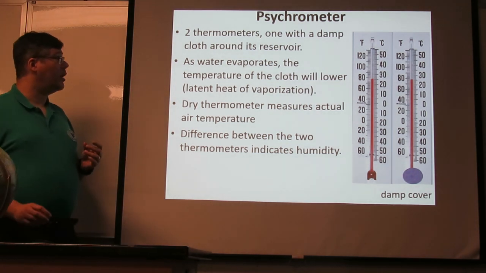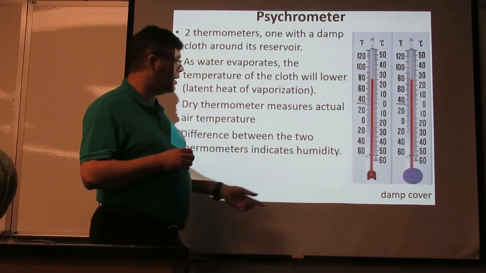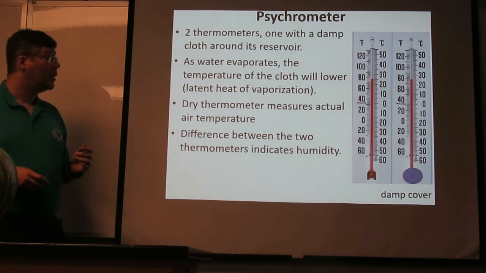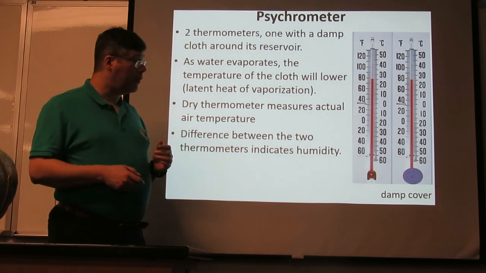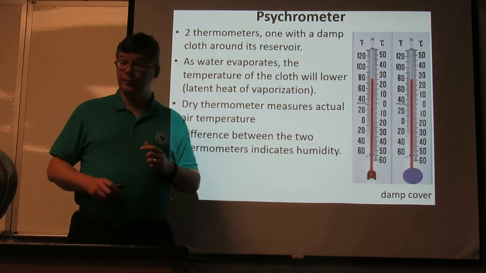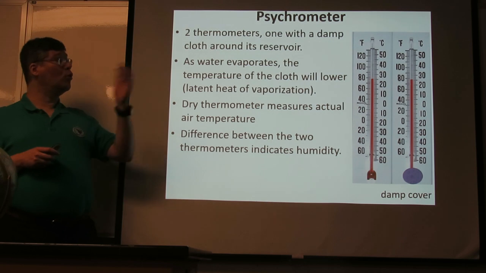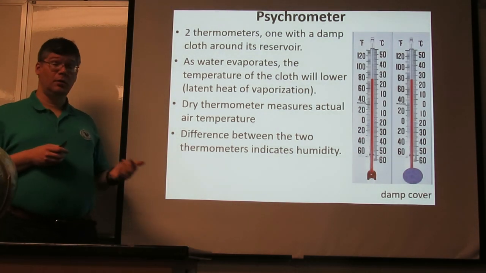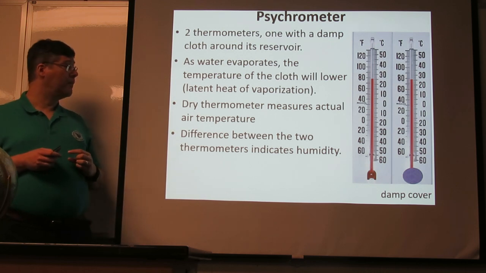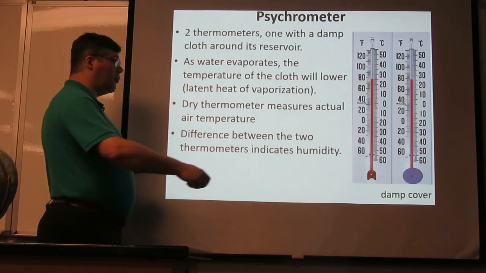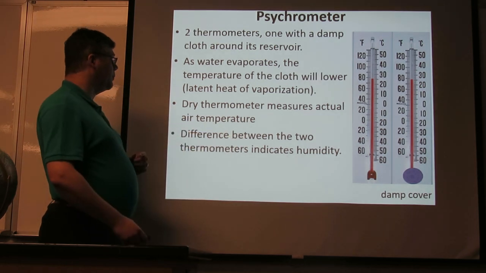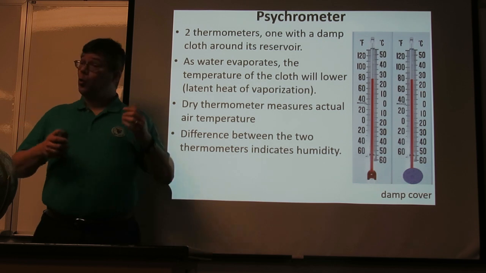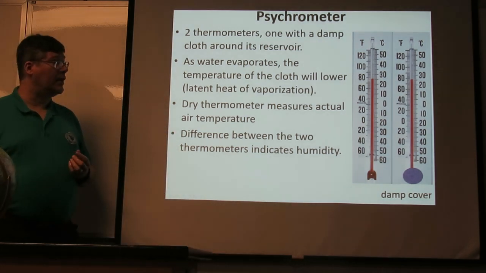Basically, what you do, you've got two thermometers. One has a damp cloth around the ball, the other is just a plain thermometer. Evaporating water from your damp cloth will cool off that thermometer due to the latent heat going into producing the evaporation. The dry thermometer measures plain old ordinary air temperature. And by comparing the difference between those two, we can figure out what the humidity is.